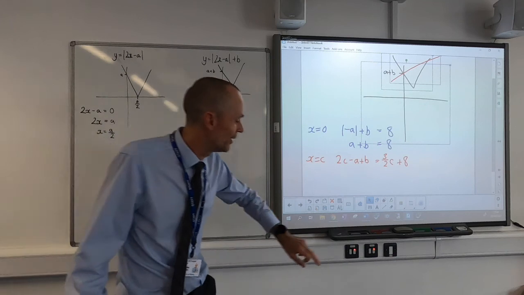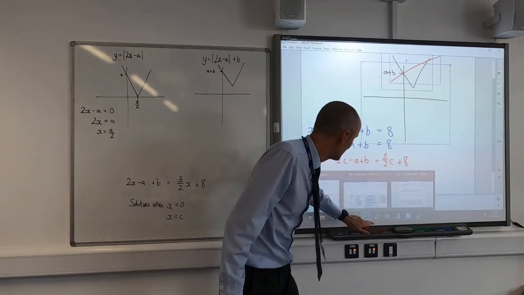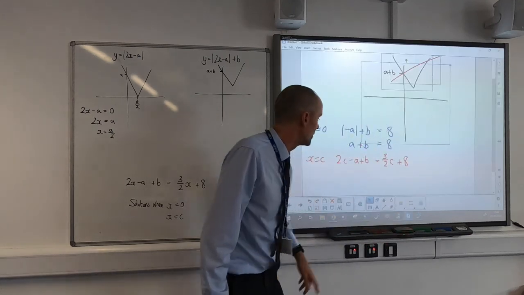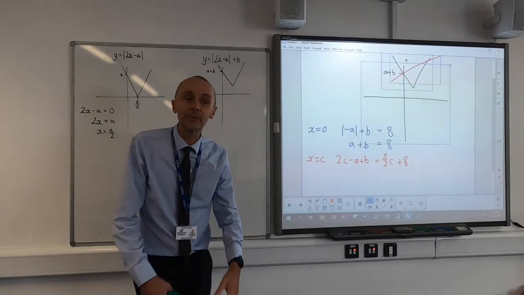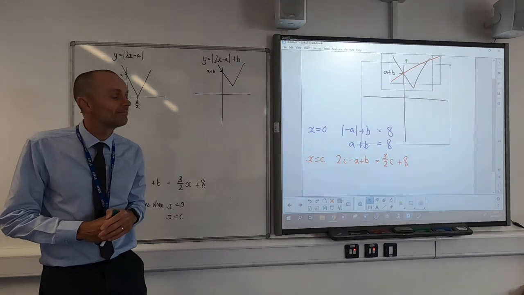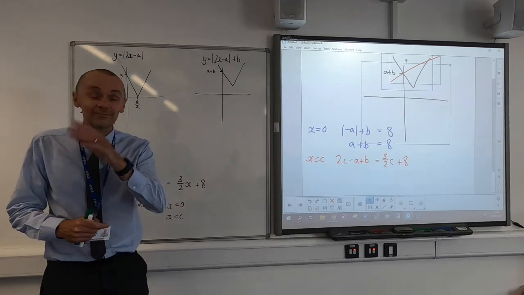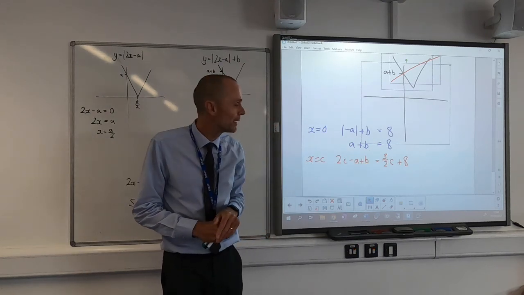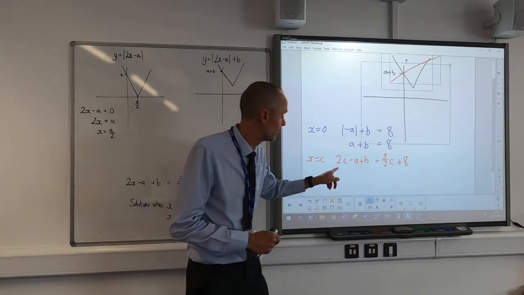The question asks us to write c in terms of a. So this is all looking very good, apart from that pesky b. Can anyone suggest how I can get rid of the b? Yeah, I can rewrite it as b is equal to 8 minus a, isn't it? So I'm going to rewrite that.